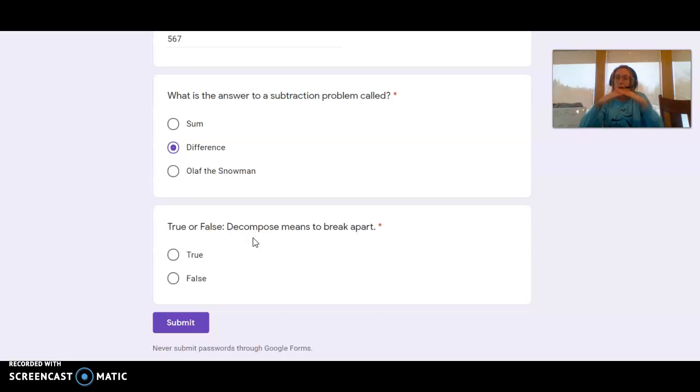True or false? Decompose means to break apart. What do you think? Is that a true statement or a false statement? Well, I know if decompose is to break apart, compose is to put together, then this is a true statement. So hopefully you said true.